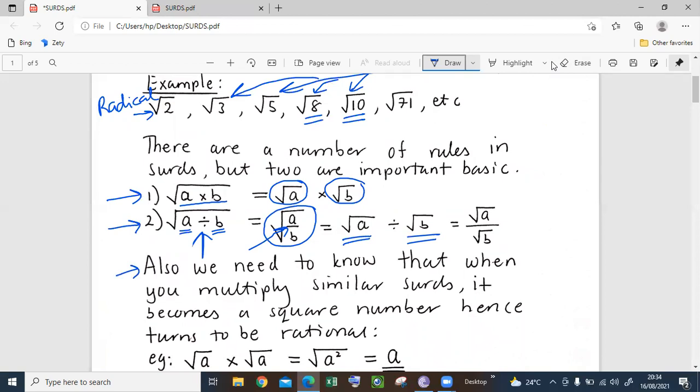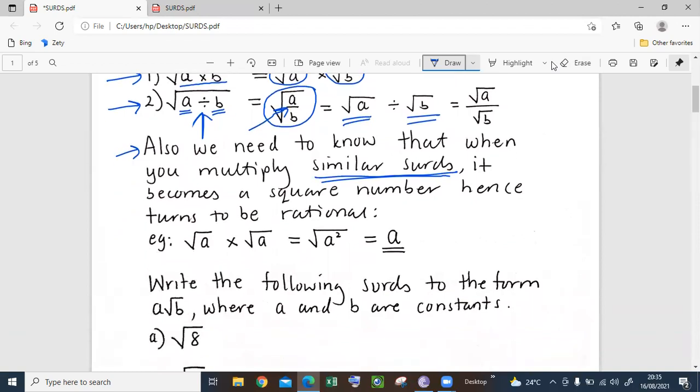Also, we need to know about similar surds. Most especially, whenever you multiply similar surds, based on the previous rule, it is the same as having them in one root, like root A times root A. When multiplied, it is the same as having them under one radical. So A times A is the same as A squared. Once we have the square root of A squared, the square root and the square cancel, and we have our answer as a constant.